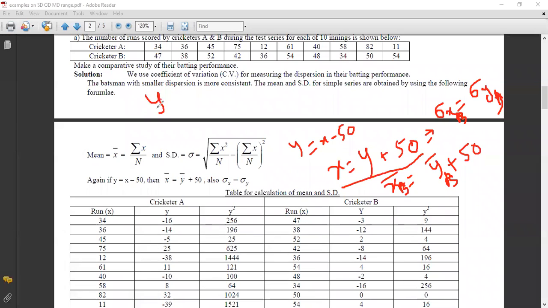I just repeat the change of scale formula. If x is equal to a plus by, if you compare a plus by with y plus 50, a হচ্ছে 50, right? and B হচ্ছে 1, right? So sigma x, the formula is sigma x is equal to B into sigma y. Here B is equal to 1, so sigma x is equal to sigma y, right?